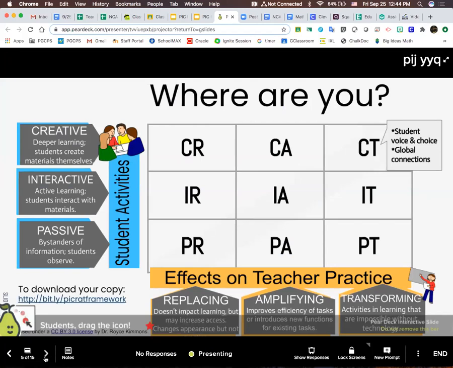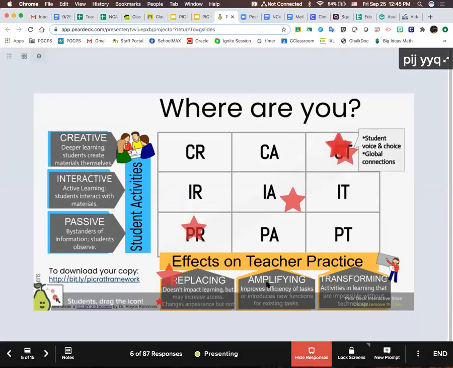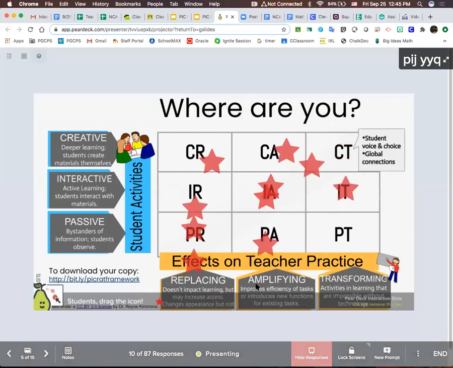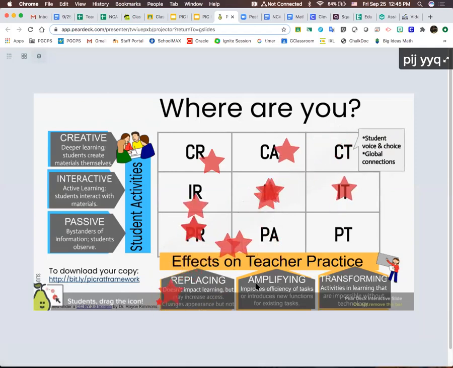So right now, think about a lesson you might have done this week, or lessons that you do, just thinking about yourself, where do you land most of your lessons? You should have a star that you can drag and place on one of the initials of where you are. Be honest with this. Nobody's going to see what you did. This is one of the cool things about Pear Deck, that it can be completely anonymous.